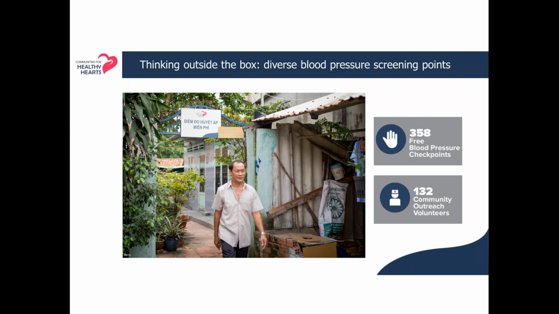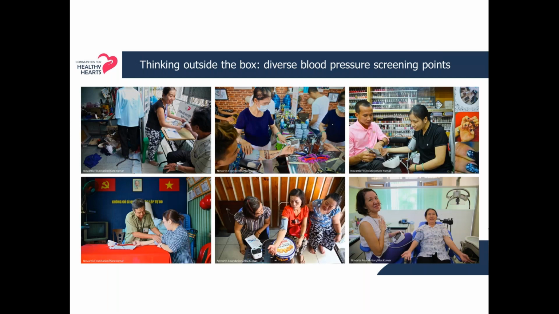The next slide features photos that relate to the diverse sites where blood pressure screening is being offered, or measurement is being offered. So these are in a number of small businesses where there's a lot of footfall, and we're doing this in collaboration with the two social enterprises I mentioned at the beginning. And next slide, please.